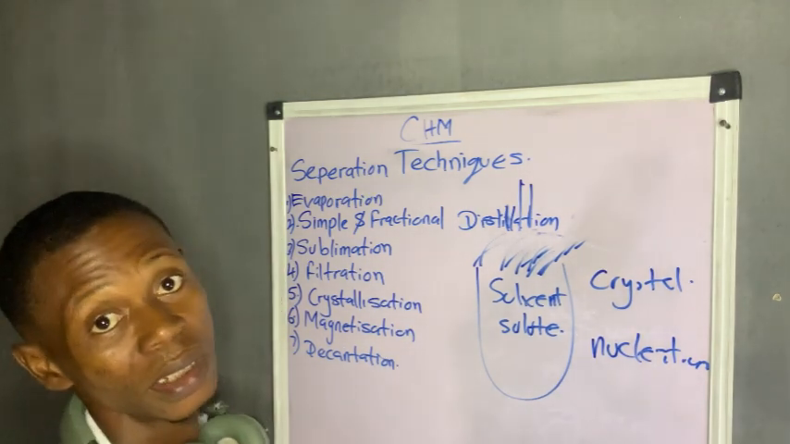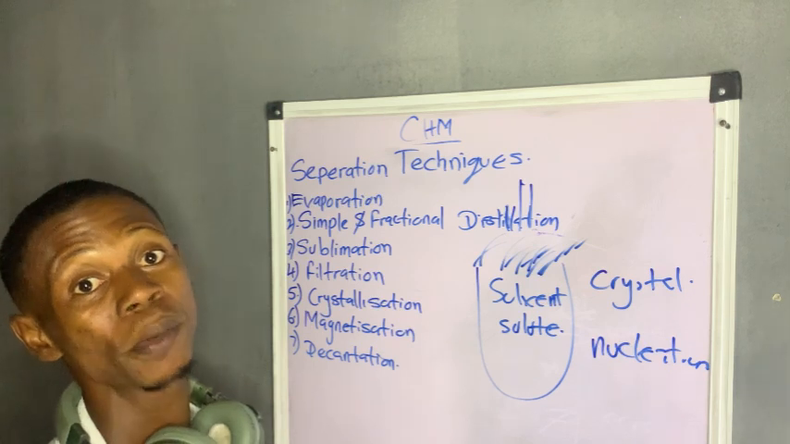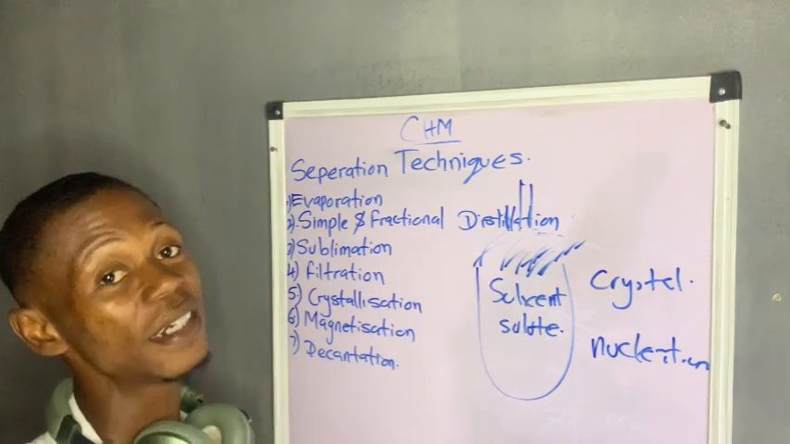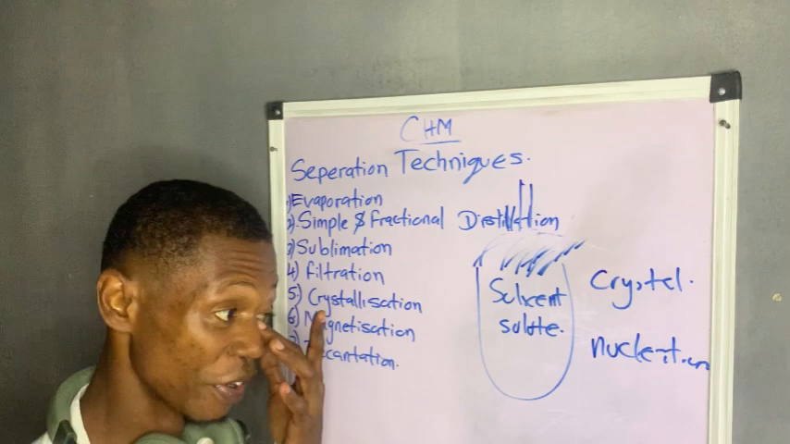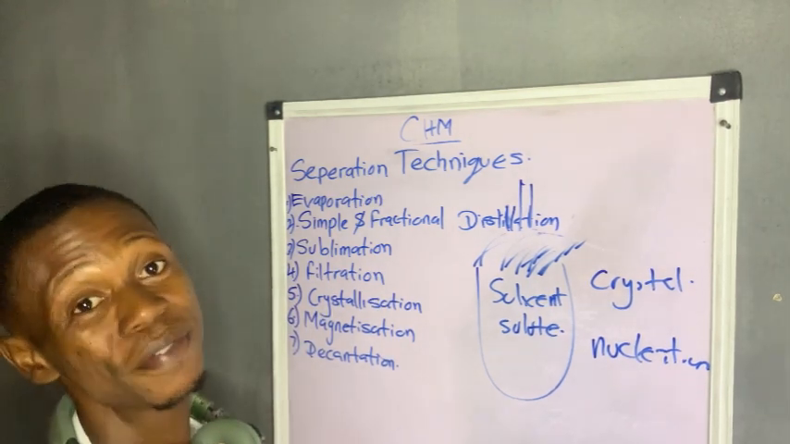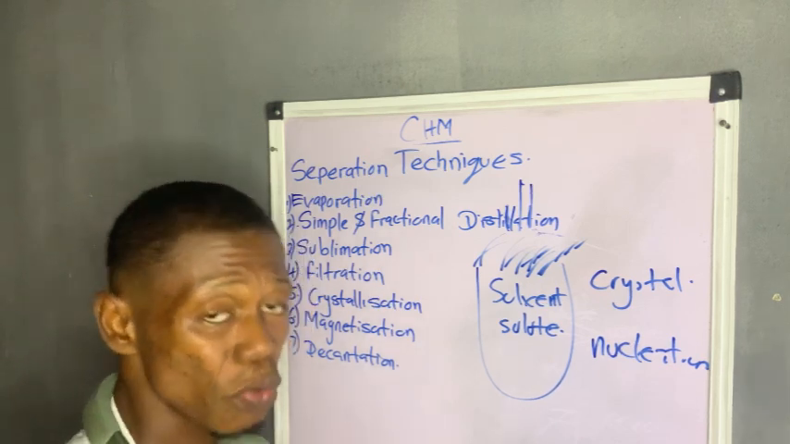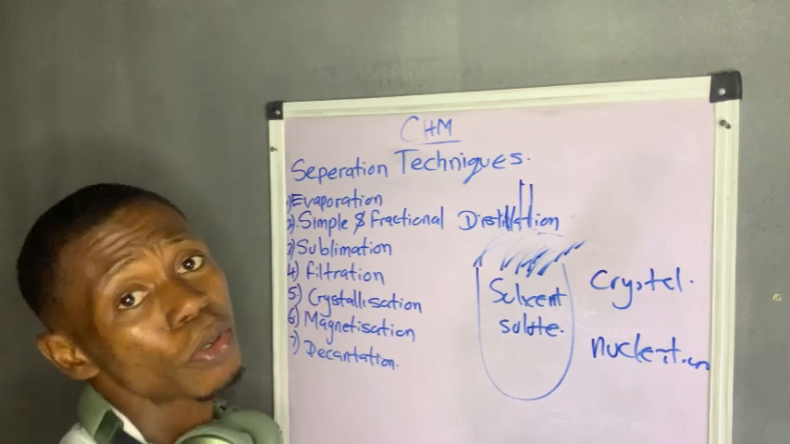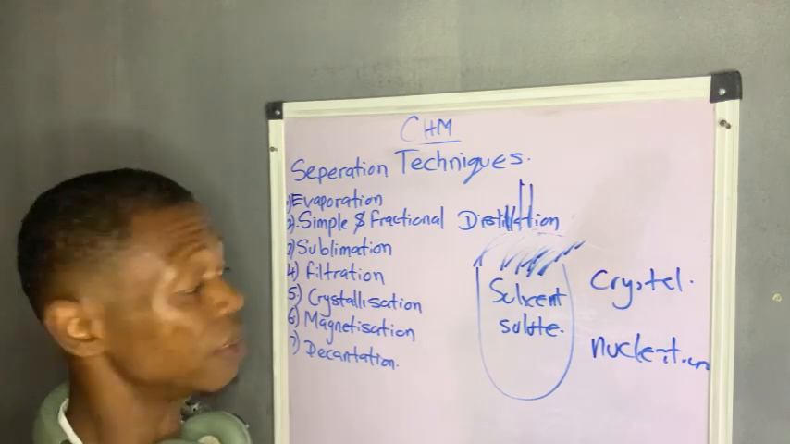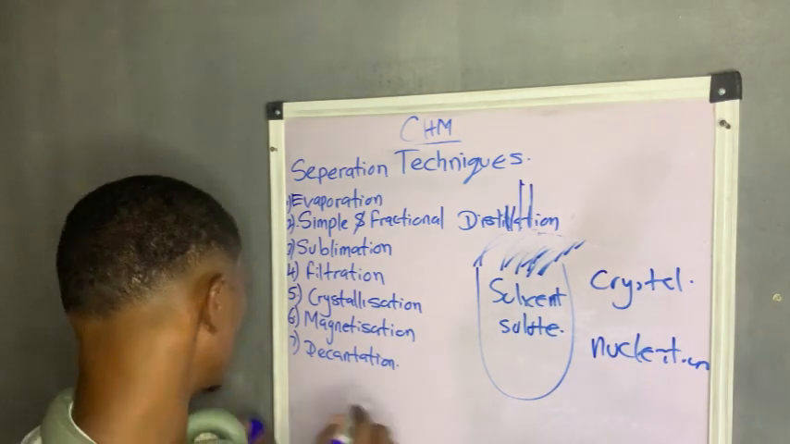Decantation is used when you want to separate two liquids with different densities, like, for example, aqueous and organic phase. The aqueous phase is usually heavier because it has higher density, so it settles. So you just decant it small small, or you open the bottom and collect it from that side. That's decantation.